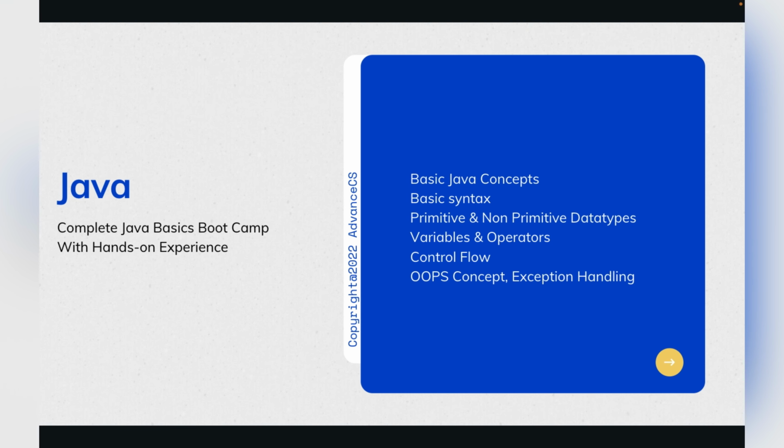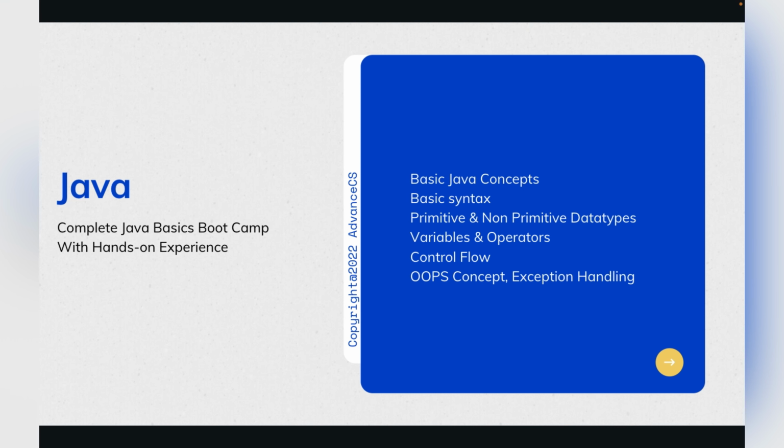Today we are going to cover topics like the basic Java concept, what is Java, which type of language it is, and then the basic syntax, because it's very important. If you are a beginner, first you need to understand the syntax of any language to get started. Then we move on to data types, which is a very basic part of any programming language. Then variables, control flow, OOPS concepts, then exception handling. So first, Java basic concept.